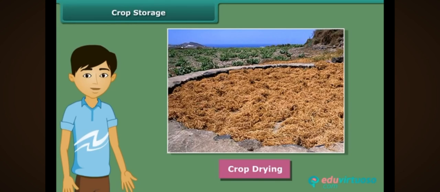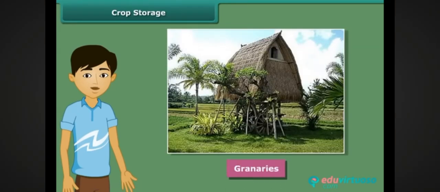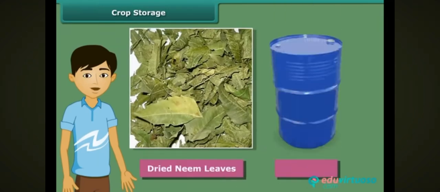Do you know that farmers store grains in jute bags or metallic bins, but for large-scale storage of grains, farmers use silos and granaries. Generally, people also keep dried neem leaves in an iron drum for storing food grains because these dried neem leaves protect the grains from pests and microorganisms.